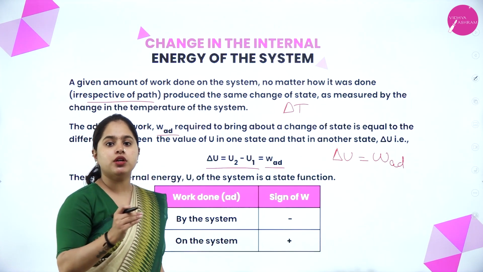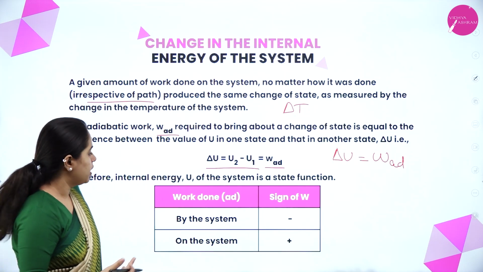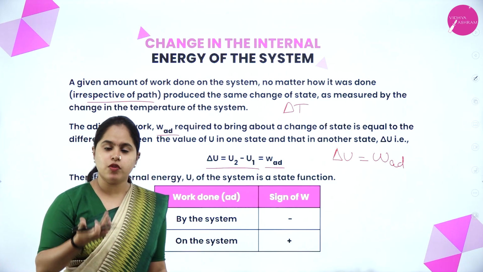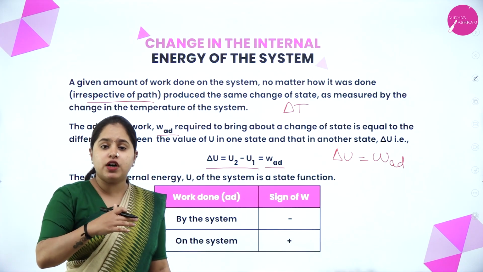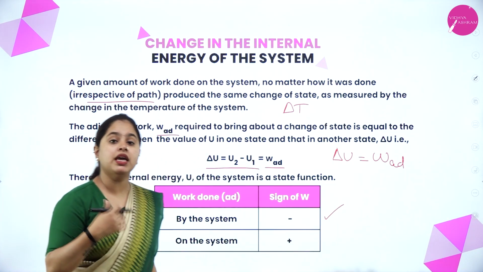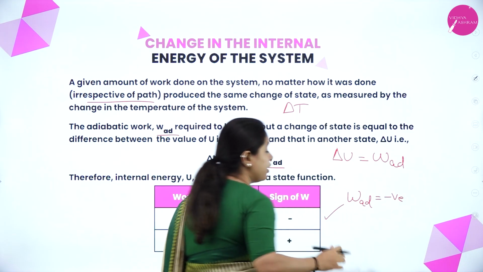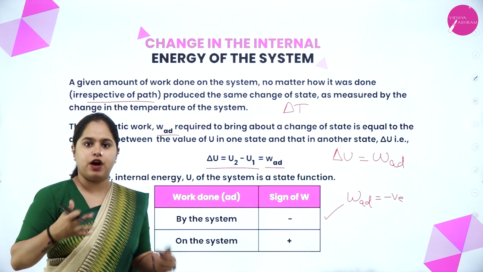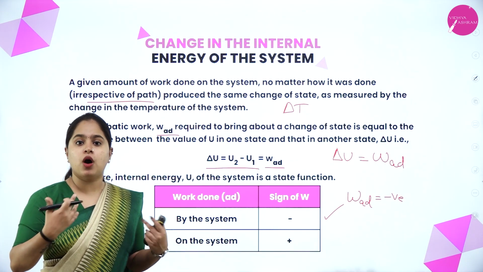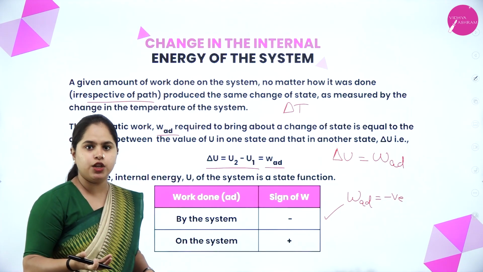the system. Now there is a sign convention that you have to understand, which is important for your numericals as well. The work can be done by the system, or the work can be done on the system. If the work is being done by the system, the sign of W, that is work, will be negative. That is, the W_ad value will be negative if the work is done by the system. If I am the system and I am doing some work, that means I am losing my energy, so we say a negative value. So if the work is done by the system, the sign you have to use is negative.